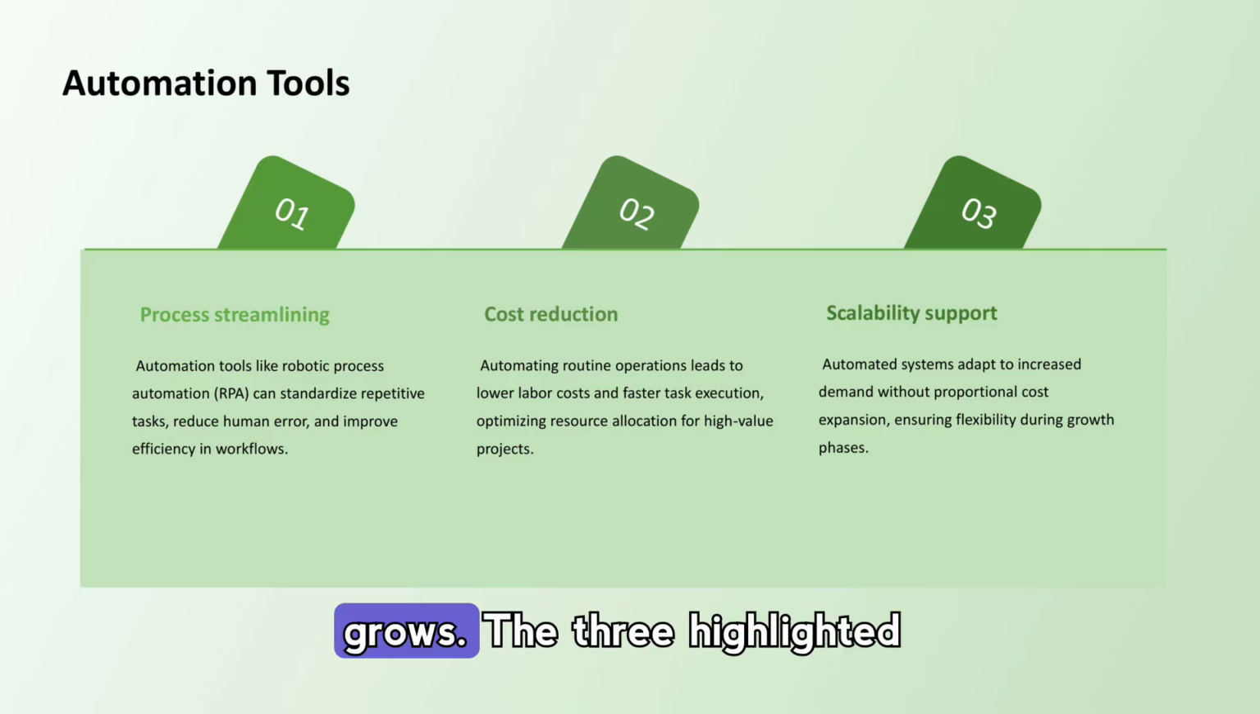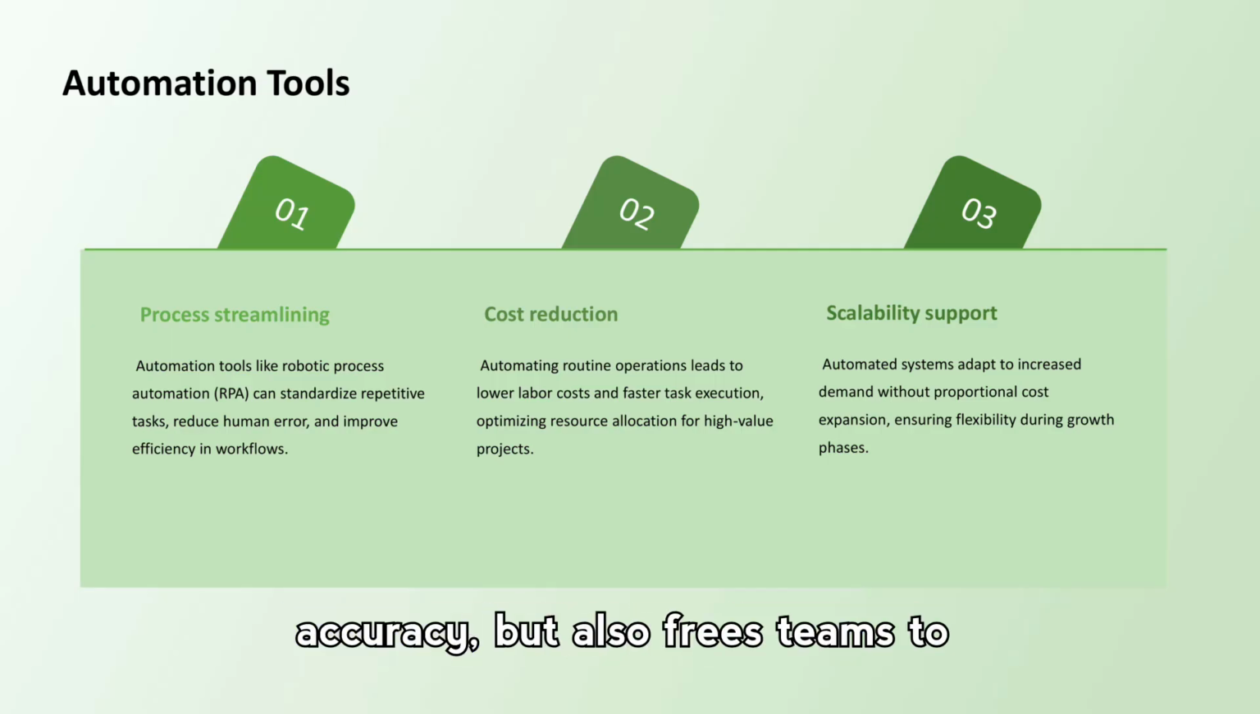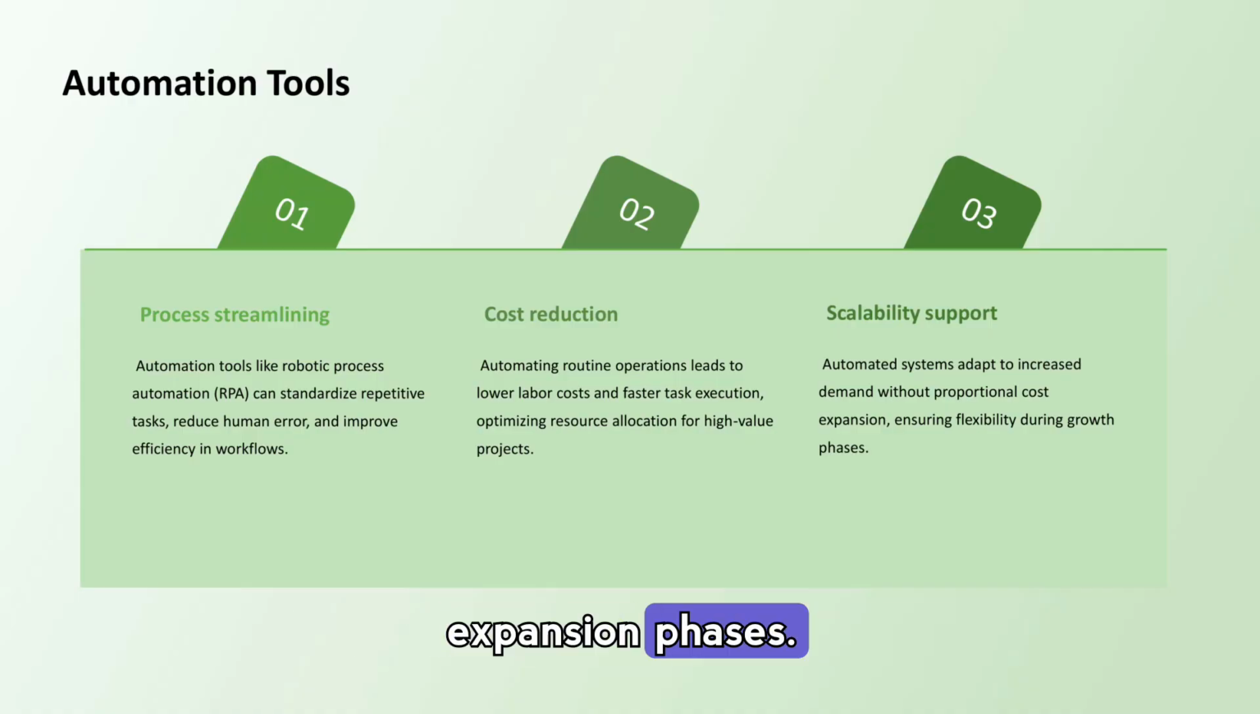as demand grows. The three highlighted benefits on this slide show how automation not only improves accuracy, but also frees teams to focus on higher-value work during expansion phases.